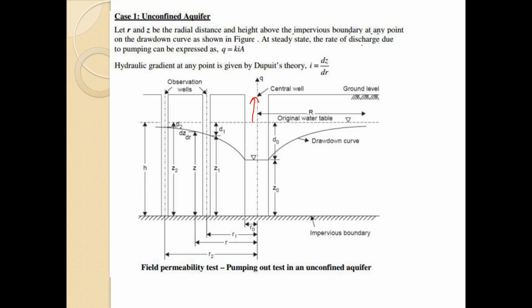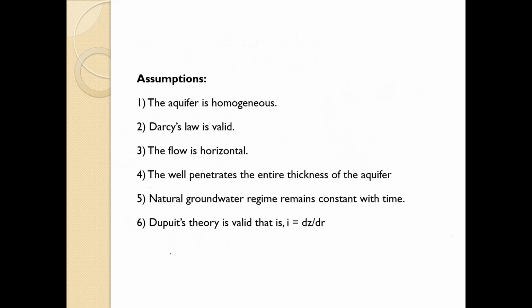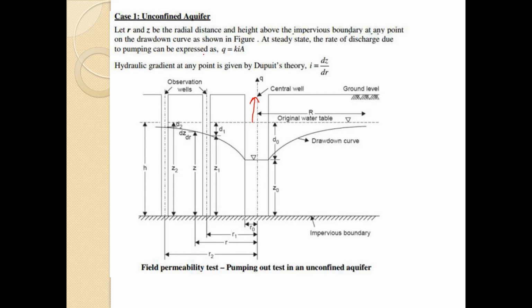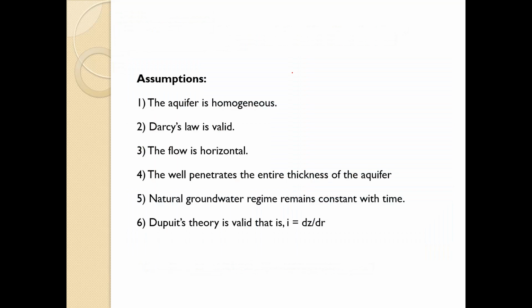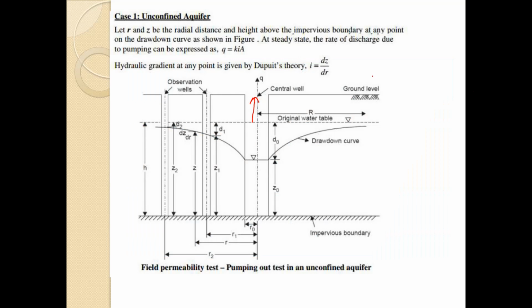At steady state, the rate of discharge due to pumping can be expressed as Q equals K into I into A. K is the coefficient of permeability, I is the hydraulic gradient at any point, as we have seen in the Dupuit theory, and A is the area. The hydraulic gradient at any point by Dupuit theory is I equals dz by dr.